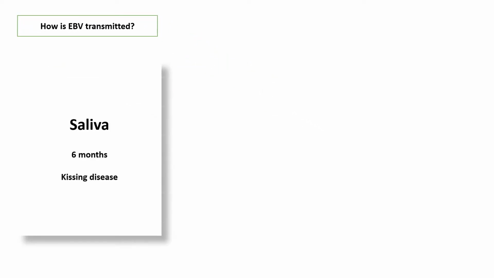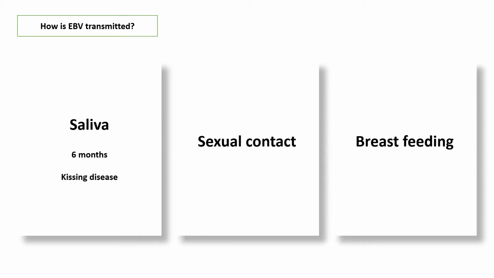How is EBV transmitted? EBV is mainly transmitted via contact with infected body fluid. The commonest medium is saliva. After infection, the patient may shed the virus in their saliva for up to 6 months. It has also been seen that an infected person may shed EBV intermittently throughout their life. It is called kissing disease, but EBV may transmit via much less intimate contact. EBV can also be transmitted via sexual contact and breastfeeding.